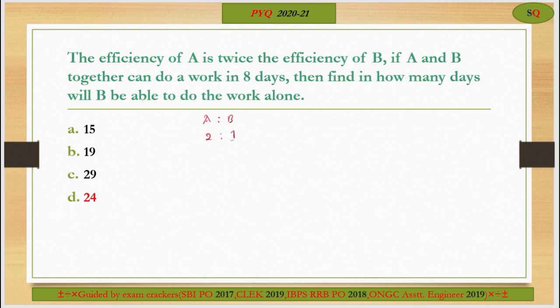So total is how much? Together in 8 days. Total is 2 plus 1 equals 3, and together they work 8 days. So total work is 24. Now we have to find in how many days B alone can complete the work. B can do in 1 day 1 unit. So divide 24 by 1, we will get 24. So the answer is D.